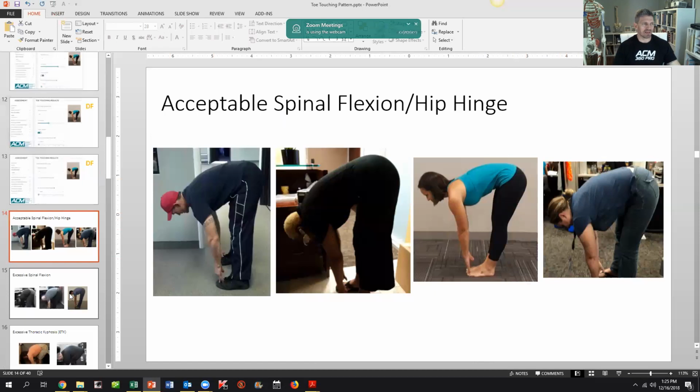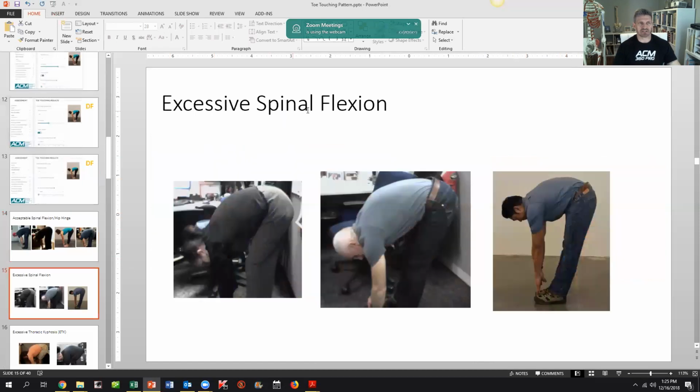Okay, this is an example of excessive spinal flexion. Obviously, the one model I had, the kid, he got no hip hinge, and it's just all flexion. If you asked him how difficult this was, he said it wasn't very difficult at all to touch his toes.